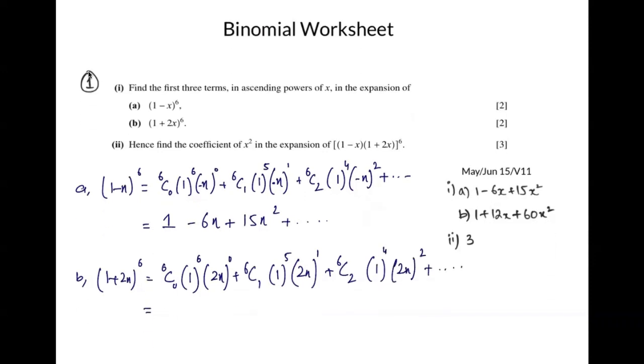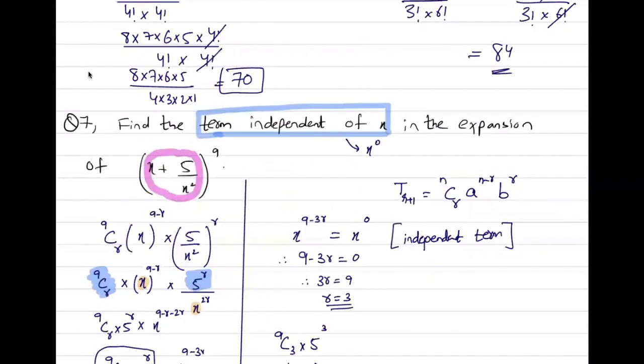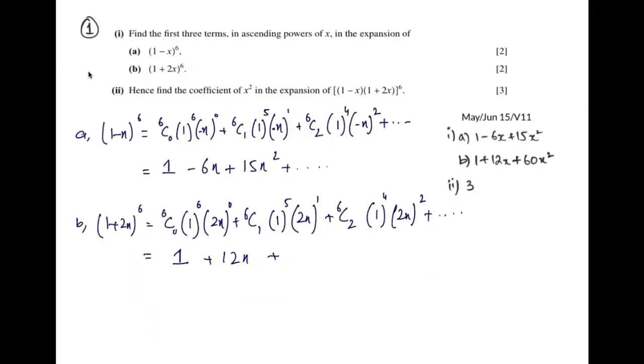So 6c0, you can use your calculator at any stage, okay? 6c0 is 1, 1 to the power of 6 is 1, 2x to the power of 0 is 1. So the first term is 1. Then 6c1 is 6 times 2, that's going to give you 12x. Then 6c2 is 15. 15 times 2 square, 15 times 4 is 60x square. These are the first three terms in the expansion of 1 plus 2x to the power of 6.